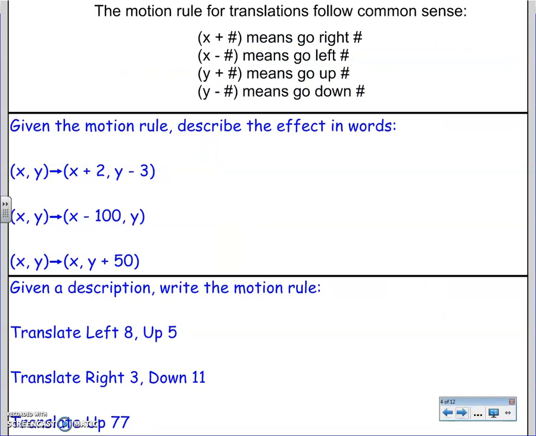Alright, so the motion rule for translations follows common sense. If you have x plus some number, that means you go right, whatever that number is. If you have x minus some number, that means go left, whatever that number is. If you have y plus some number, that means go up. Y minus some number means go down.